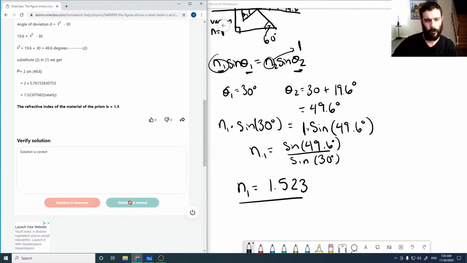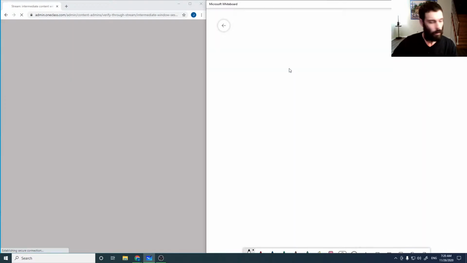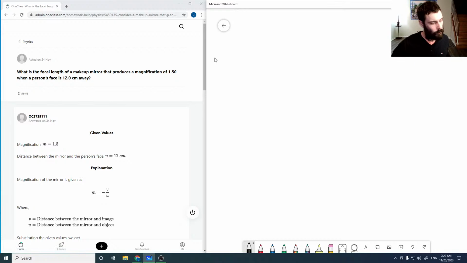All right. And what do I got here? Okay. So this one is my 7th question. Okay, so we have a focal length. What is the focal length of a makeup mirror that produces a magnification of 1.5 when a person's face is 12 centimeters away? Okay, so just as a reminder of how mirrors work.